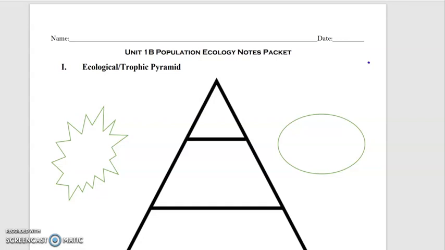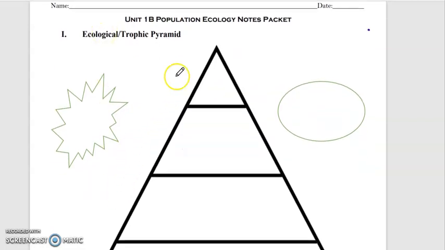I am looking forward to being back with you guys soon, but we are going to be continuing on in our brand new notes packet. Woohoo! So we are still talking about the topic of ecology, and so we all should have received a new notes packet which has this very nice triangle on the front. If you remember, we ended last unit talking about food webs, which is how energy moves through the environment.